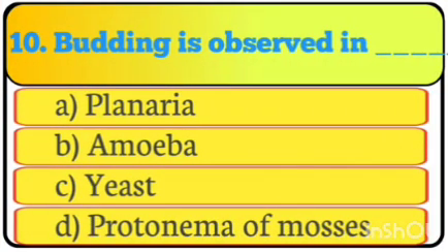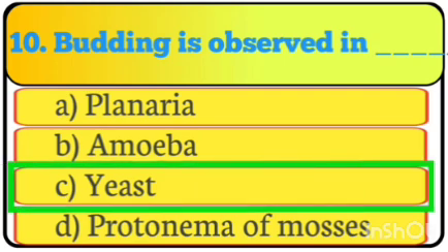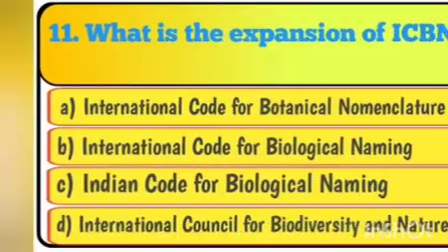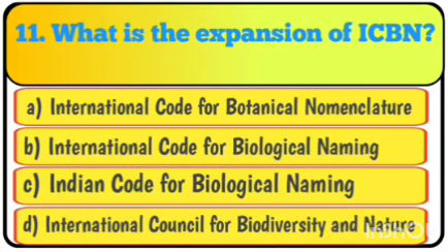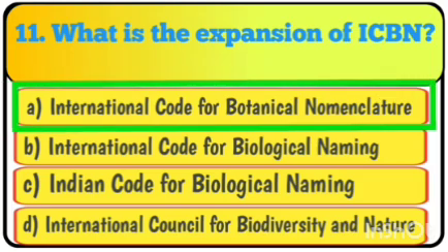Next, budding is observed in: A. Planaria, B. Amoeba, C. Yeast, D. Protonema of mosses. Correct answer is option C. Yeast. Next, what is the expansion of ICBN? A. International Code for Botanical Nomenclature, B. International Code for Biological Naming, C. Indian Code for Biological Naming, D. International Council for Biodiversity and Nature. Correct answer is option A. International Code for Botanical Nomenclature.